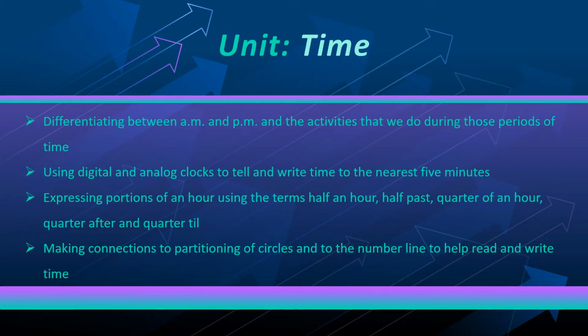Here are the instructional outcomes of the unit. Throughout the unit, we should observe students differentiating between AM and PM and the activities that we do during those periods of time, using digital and analog clocks to tell and write time to the nearest 5 minutes, expressing portions of an hour using the terms half an hour, half past, quarter of an hour, quarter after, and quarter till. And we should also see students making connections to partitioning of circles into the number line to help read and write time.